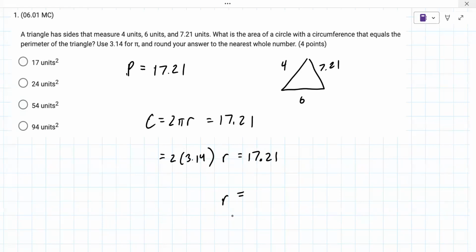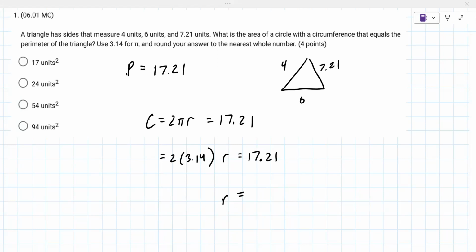So that'd be 2 times 3.14 times r. You have to multiply 2 times 3.14, which is 6.28, and then divide both sides by that. 17.21 divided by 6.28. Round to the nearest whole number.